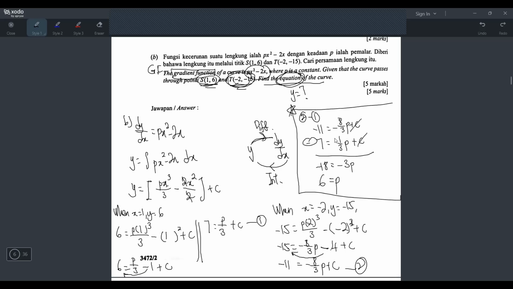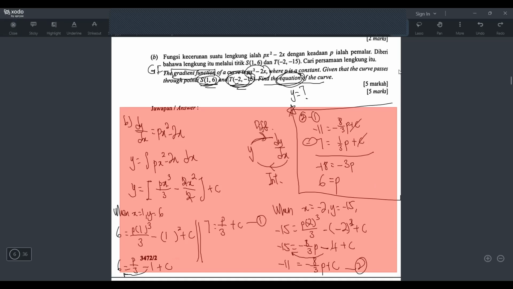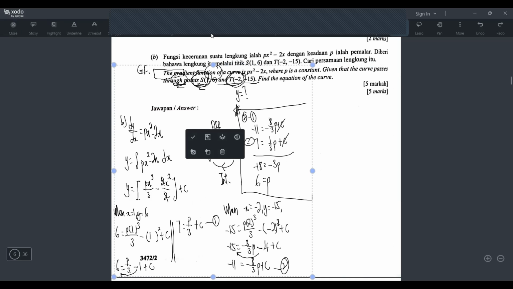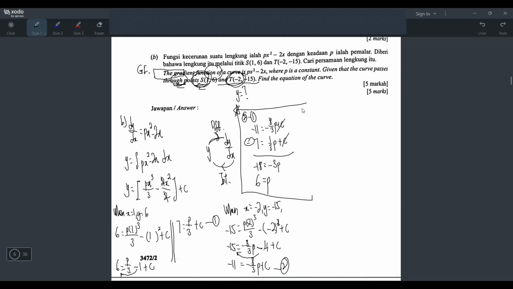Okay, sampai sini how to find C, right? How to find C. So you have to ganti balik inside one of these equation lah. Okay, I don't have enough space now, so I have to kecilkan this. Alright, so I'm gonna continue here. So when P equals 6, okay, how to find C? Let's ganti inside this equation. You want to ganti equation 2 also can, so let's ganti to equation 1.